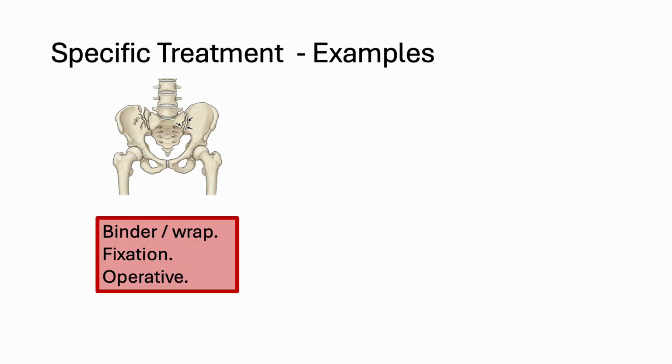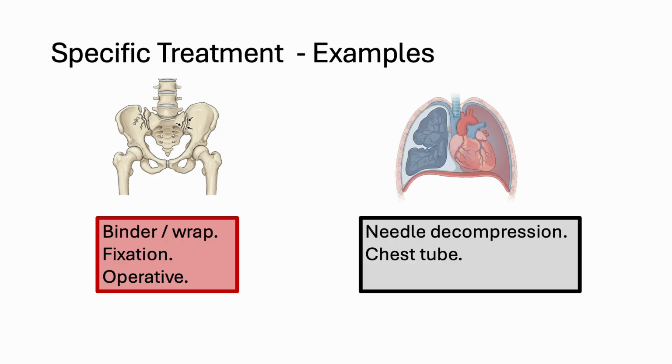Now, according to the underlying etiology, a specific treatment is needed. For example, hypovolemic shock due to pelvic fracture is treated specifically with pelvic binder or pelvic wrap, fixation, and in some cases, operative packing. In case of tension pneumothorax, an immediate needle decompression is needed and a chest tube needs to be inserted.